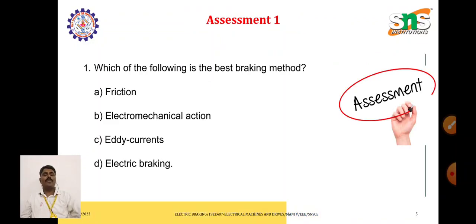But before that, there is an assessment. Which of the following is the best braking method? The first one, friction. The second one, electromechanical action. The third one, eddy current. And the fourth one, electric braking. Okay, put your answer in the comment section.